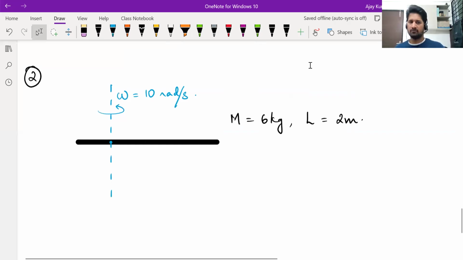Think carefully and solve. Omega is already given to you. So basically, this is a question based on moment of inertia. If you know that, multiply them, you will get angular momentum easily. Think of how to derive moment of inertia of rod about that axis. Okay.